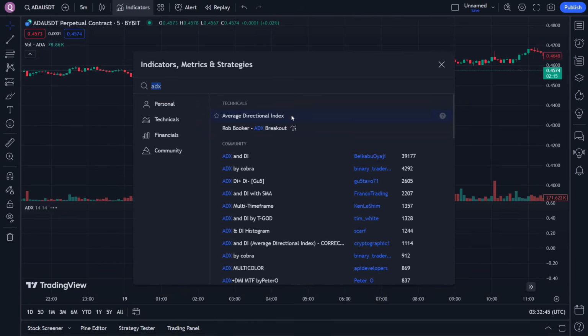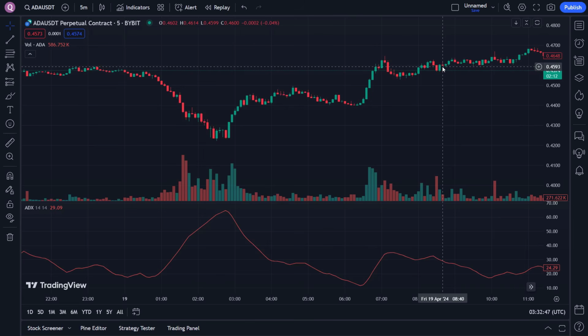This indicator is designed to quantify trend strength by measuring the amount of price movement in a single direction. It is particularly useful for identifying whether the market is in a trend or not and how strong that trend is. We'll be using this as a crucial component of our strategy.